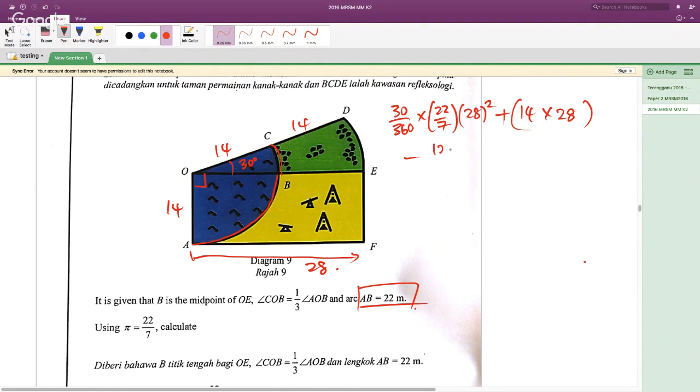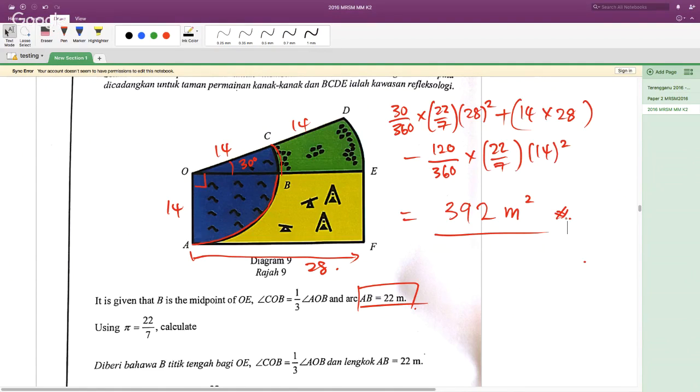So this one will be 120 over 360 multiply pi and then r square. R should be 14 square. Then you use the calculator, you should be able to get the correct answer. So let me just press. I'm so lazy to simplify it. So multiply 22 over 7 multiply 28 square plus 14 multiply 28 minus 120 over 360 multiply 22 over 7 and then multiply 14 square. Right, calculator tells me the final answer is 392 meters square.